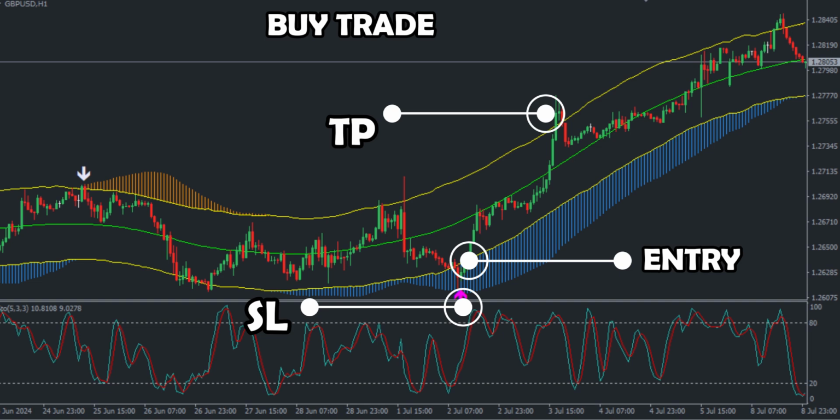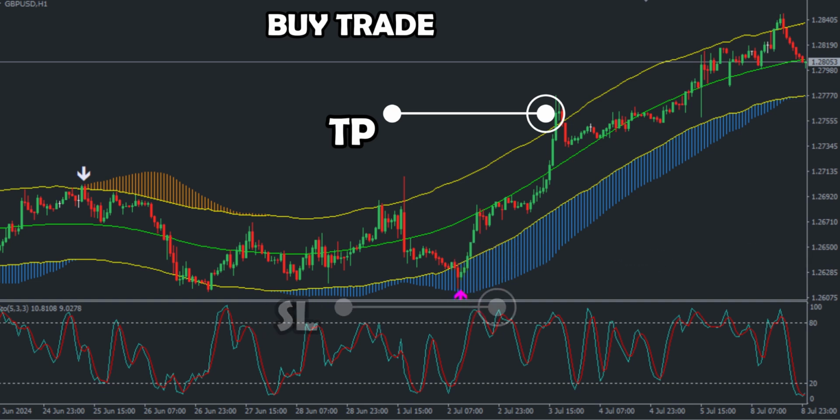Guys, the beauty about this strategy or the indicator, the risk reward ratio is so big in that you'll be able to make huge amount of profits by only risking a very small amount. So let's flip onto the next chart and look at this next illustration.